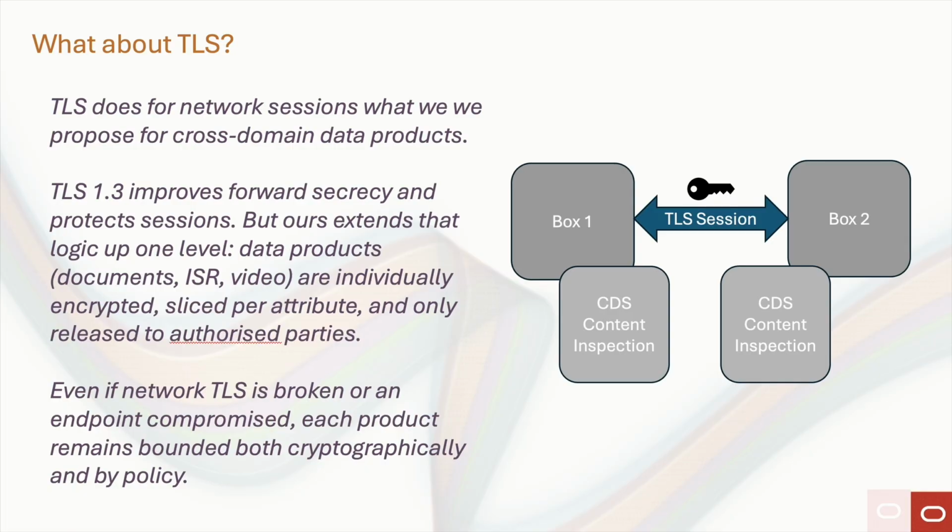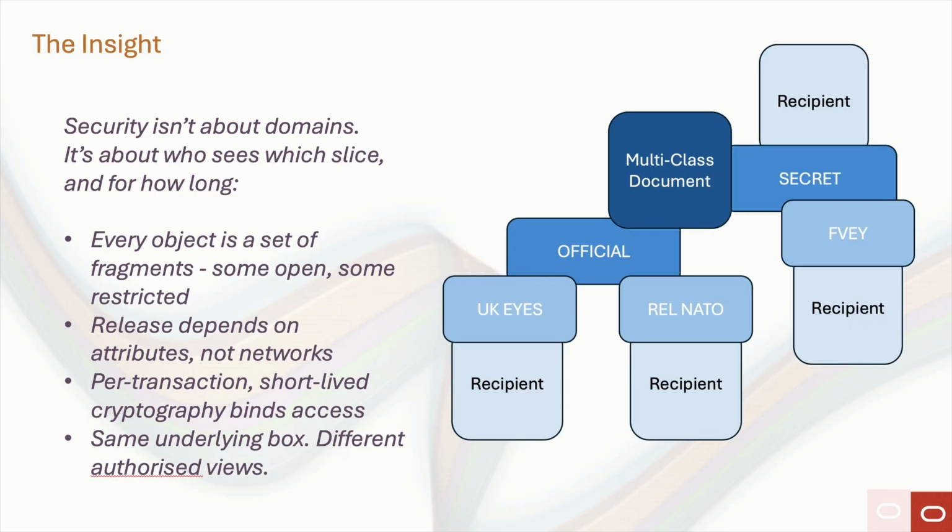And as I showed you, even if network TLS is broken or an endpoint is compromised, each product remains bounded cryptographically and by policy. So that is a massive change. The insight you get from what I've just shown you is that security isn't really about domains. It's about who sees which slice and for how long. If every object is a set of fragments, some open and some restricted, release depends on attributes, not networks. Per transaction, short-lived cryptography binds access. The same underlying box, just different authorized views.